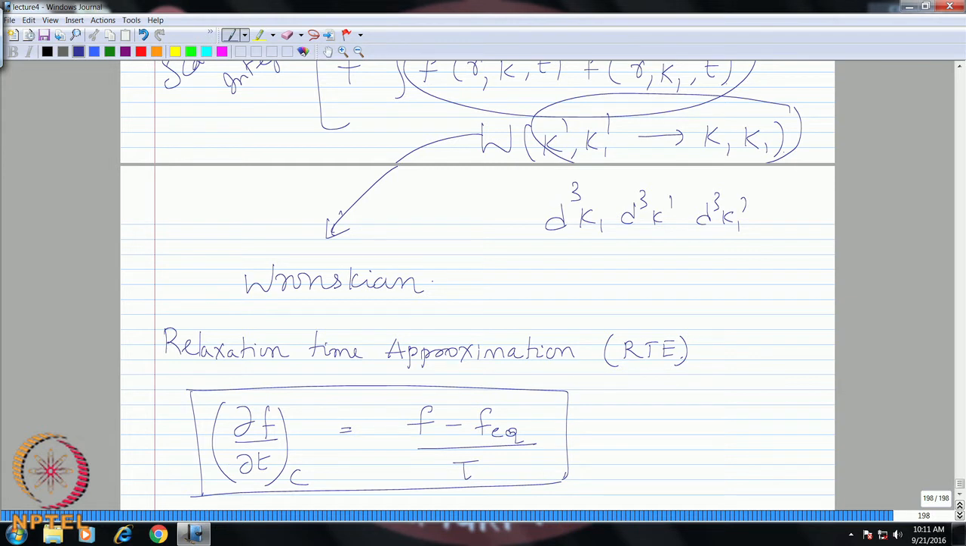Now, you will see that in this picture there is nothing talking about 2 particle interaction and how the wave vector changes after collision. There is no information of any of that in this particular approximation. The inspiration for this comes from what we call the Bhatnagar-Gross-Krook approximation, simplified as BGK approximation. This is quite common in rarefied gas dynamics.